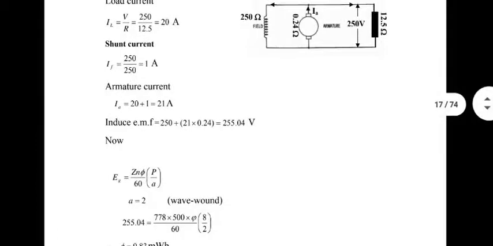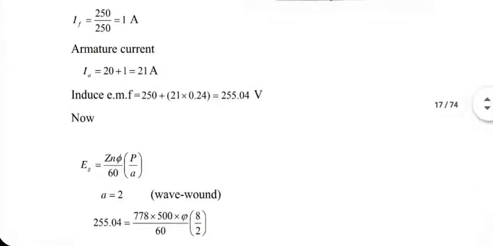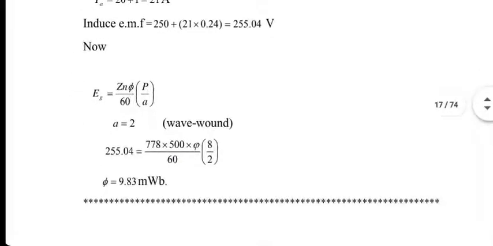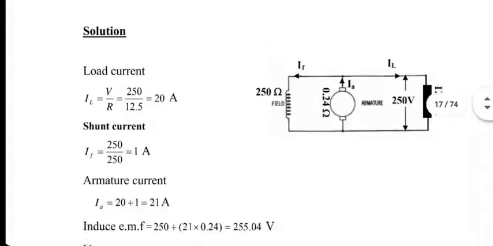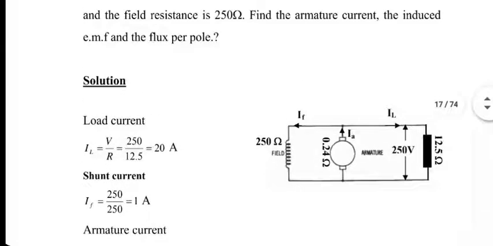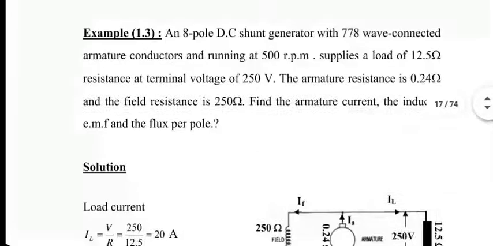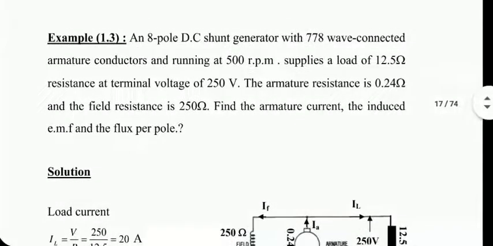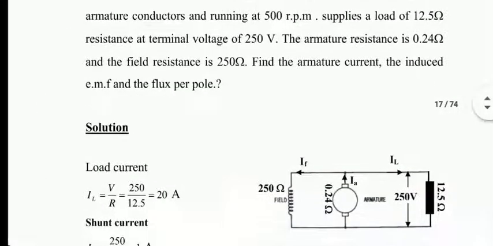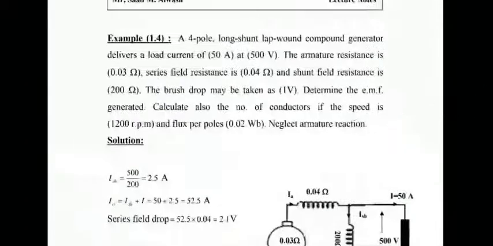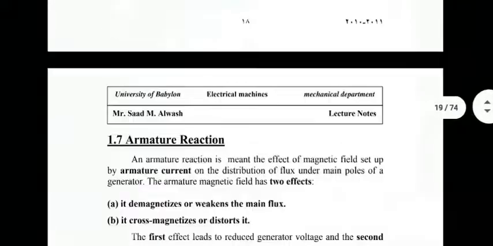Okay. Now we know that EMF is given by this equation, phi ZNP divided by 60A. A is 2. So plug in all the values. You should be able to get the flux per pole from this equation. Okay. So we have found all the three things they wanted. There's a lot more. You can probably go through these yourself.